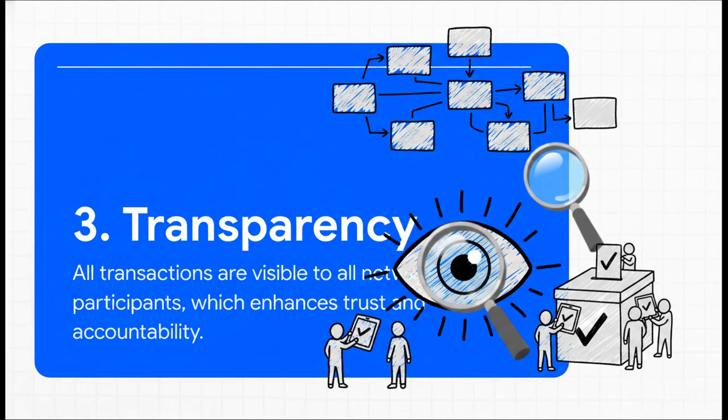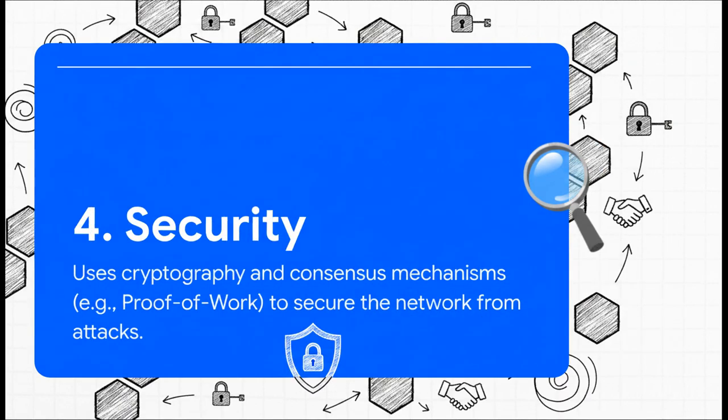Then we have transparency. Now, on a public blockchain, every single transaction is right there on the shared ledger for everyone to see. It doesn't mean your name is attached to it, the addresses are pseudonymous, but the flow of transactions itself is wide open. It builds a ton of trust. Imagine a public voting system where you, or any citizen, could go in and verify the final vote count for themselves.